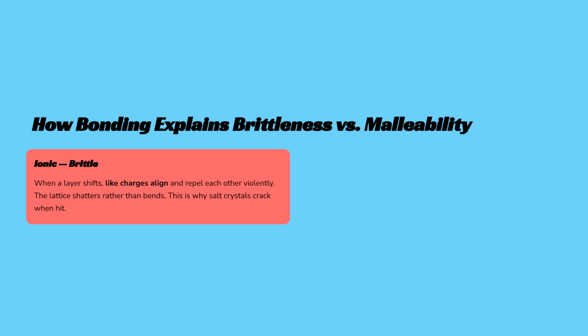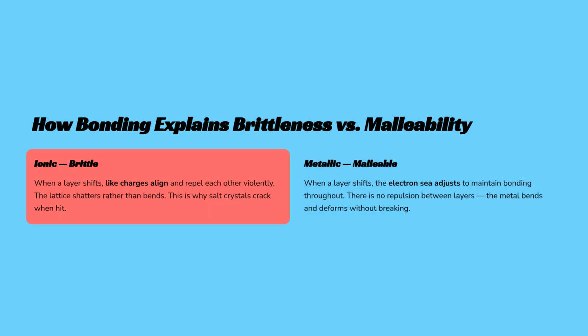Ionic compounds are brittle because shifting layers align like charges, causing repulsion and shattering. Metals are malleable because the sea of electrons adjusts when layers slide, maintaining the bond and preventing breakage.